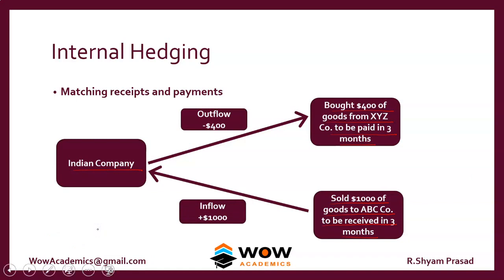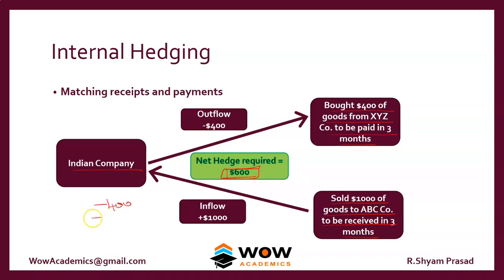So how much amount should you hedge? The hedging amount will be only $600. Okay, so this minus 400 and the plus 1000 would have to be netted off against each other. So you are ending up with $600. Okay, so this alone has to be hedged.